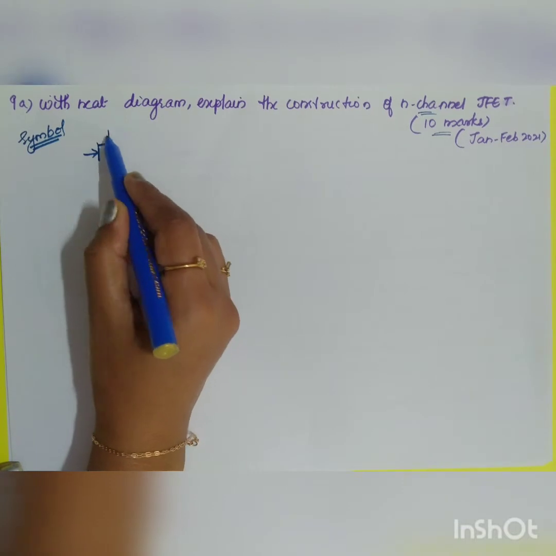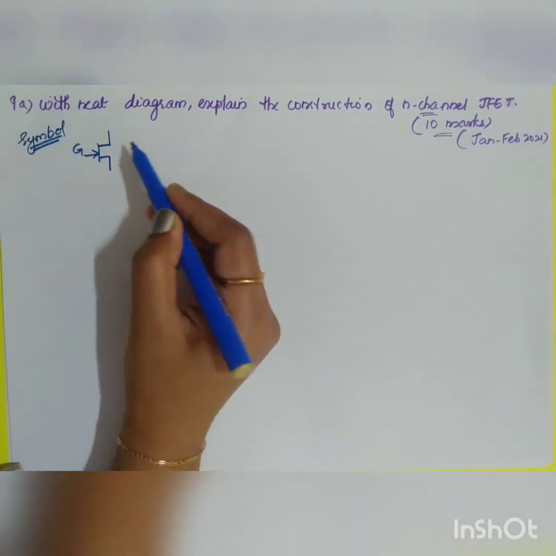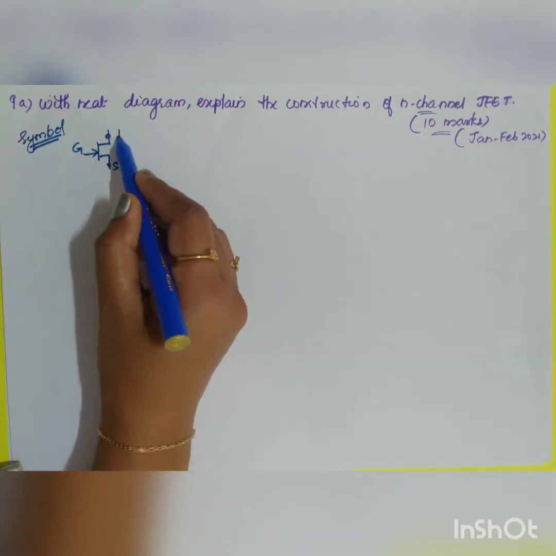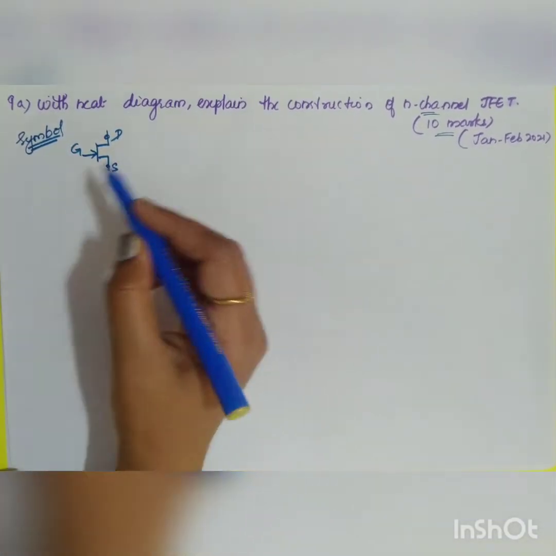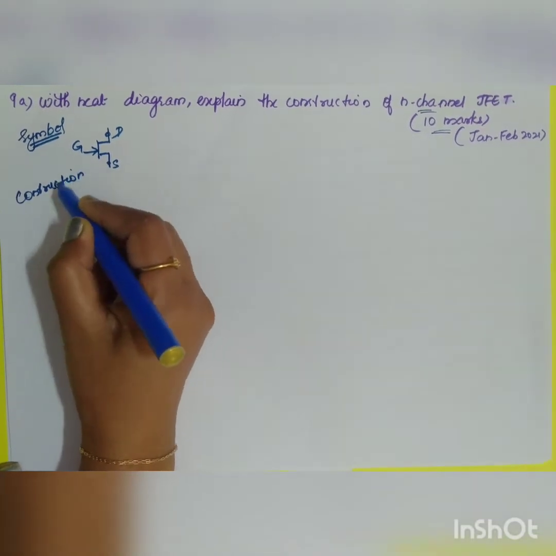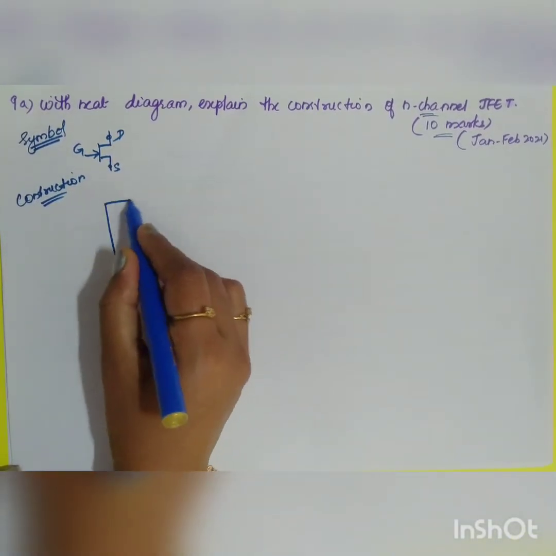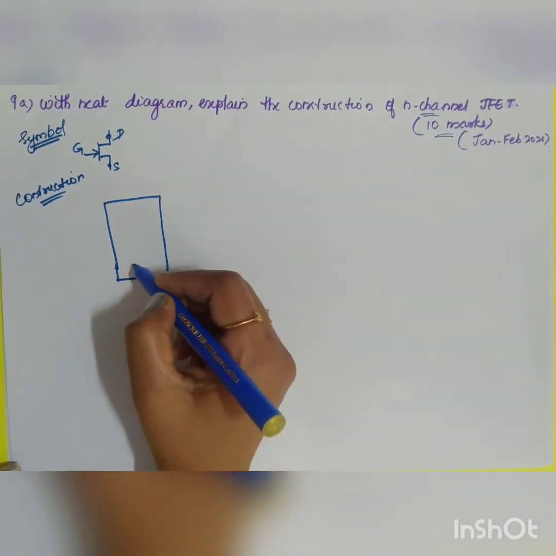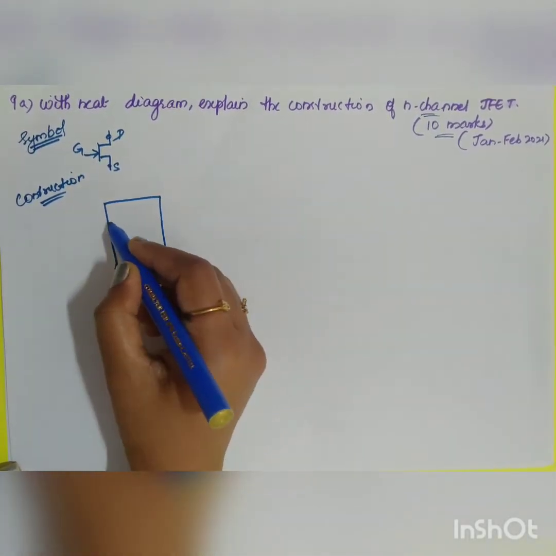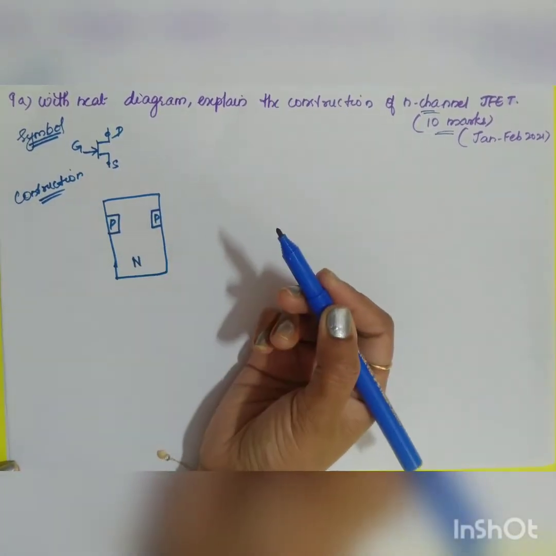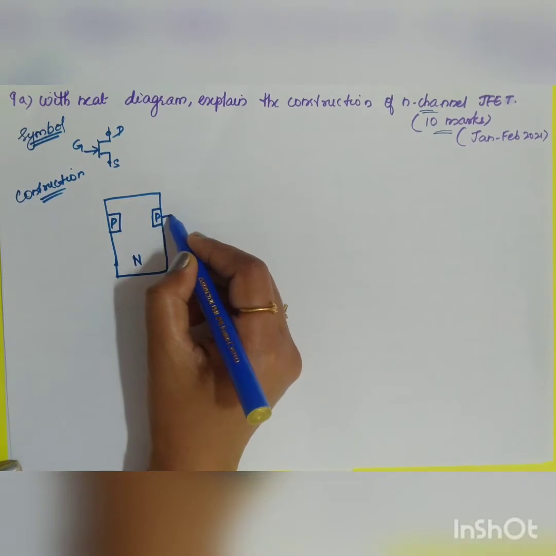So this will be the symbol of your N channel JFET, where the three terminals are going to be the gate, source and drain. Okay. So, moving on to the construction of JFET. The diagram will be as follows: for an N channel, you have an N type semiconductor which forms a channel, to which two heavily doped P type semiconductors are embedded, right?